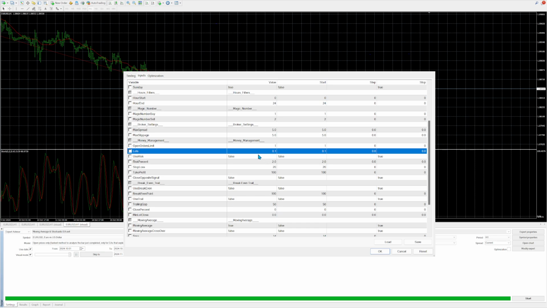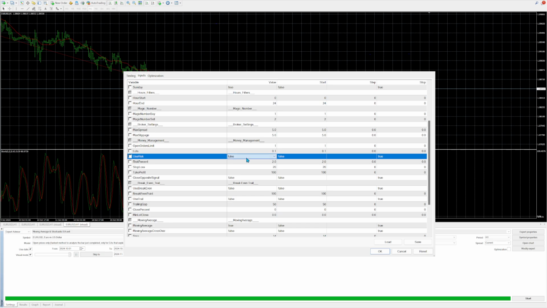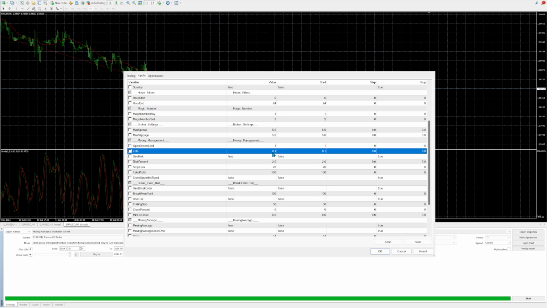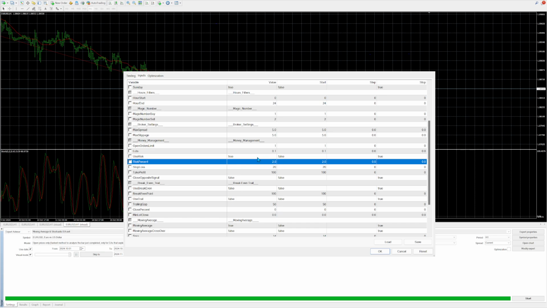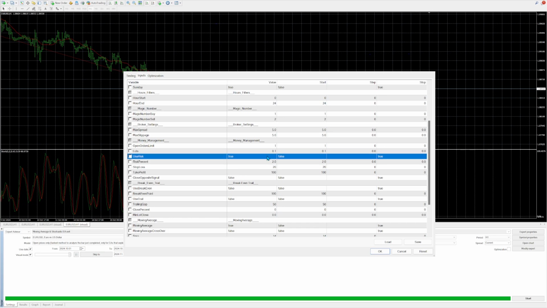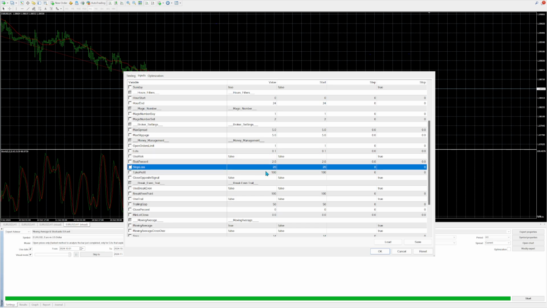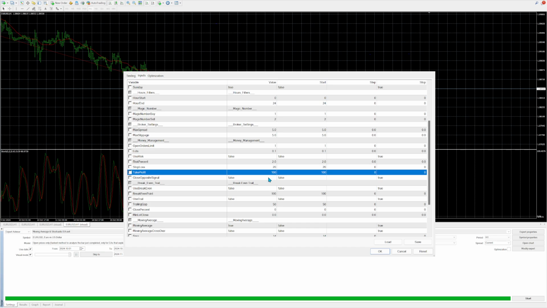This is taken into account if use risk here is set to false. If you set use risk to true, the EA will ignore the lots field and instead it will calculate the lot position size according to the risk percent that you set here. So if we set risk percent to 2% and have use risk set to true, the EA will calculate the lot size so that a full stop loss will be the equivalent of 2% of the account balance. Okay. Stop loss and take profit stay self-explanatory.